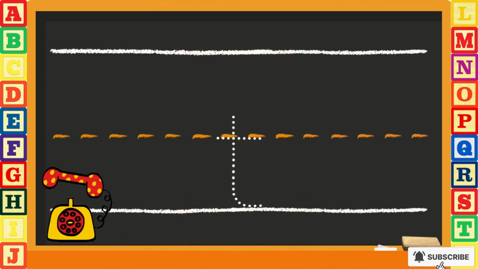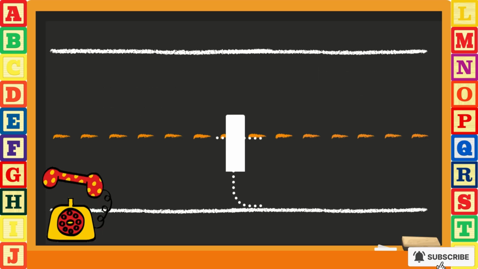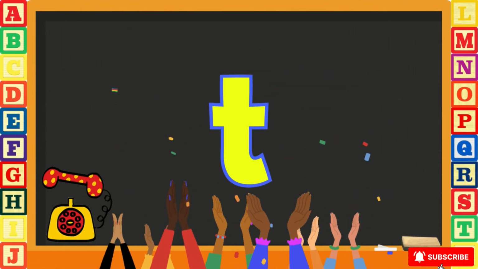Now let's write the small letter T. We call this lowercase t. Pull down and across. Fantastic work, kids!